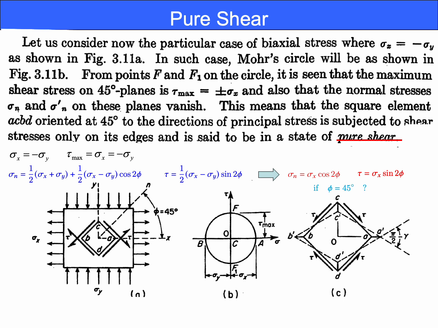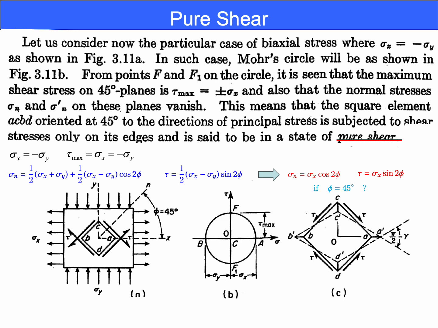On the virtual plane, there's no normal stress existing, and the shear stress tau becomes maximum, as tau equals tau max equals sigma x. So the shear stress is the same as sigma y in the magnitude.